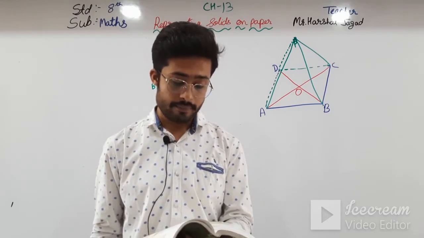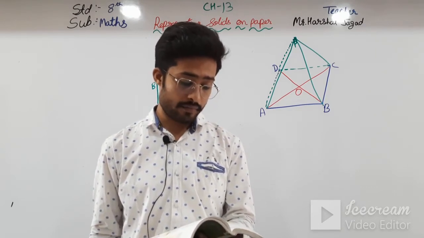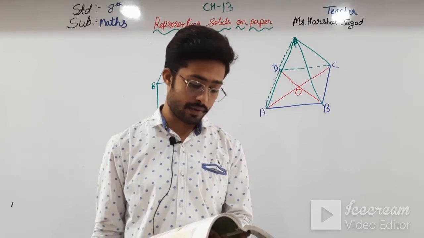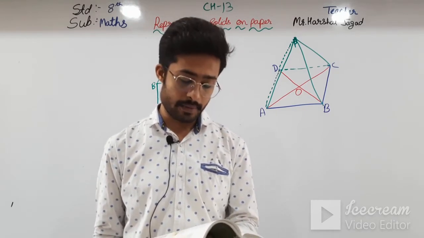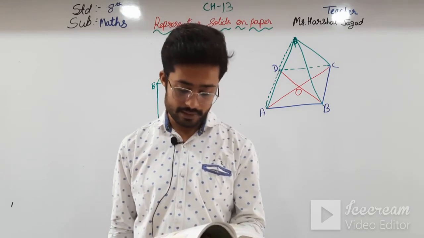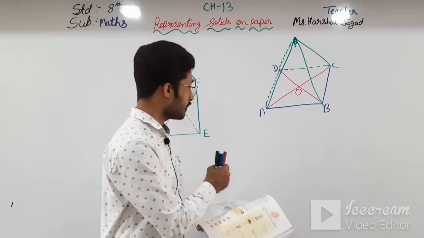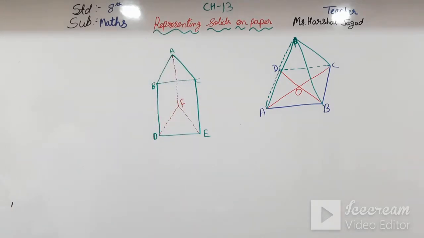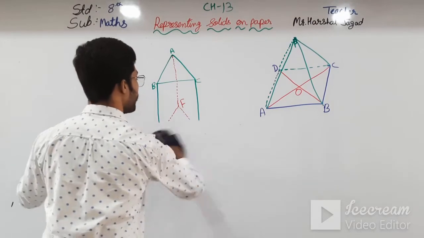a piece of isometric dotted paper, and the length, the width and the height of the original box are 15 centimeter, 10 centimeter and 10 centimeter respectively. So we have to draw this on the isometric dotted paper, but I can't draw over here on the board because I have to first make the isometric dotted paper. Let me try this. If it is possible, then I will draw that type of paper.